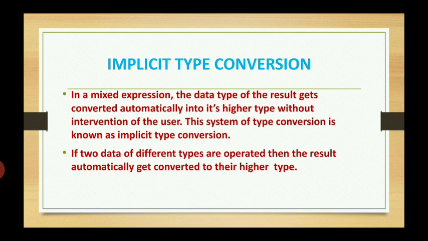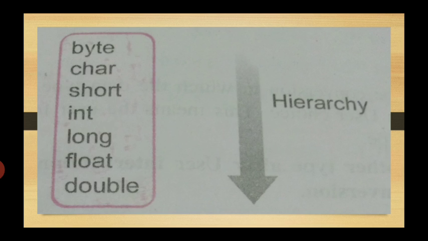Now try to understand the examples that I'll show you. These are the different data types. In hierarchical order, the smallest one is byte, then char, then short, then int, then long, then float, and then double. Suppose all these data types are there in your expression, then automatically the answer will be converted to the higher type. Which is the higher type here? Double. So the answer will get converted to double. This happens in implicit type conversion.